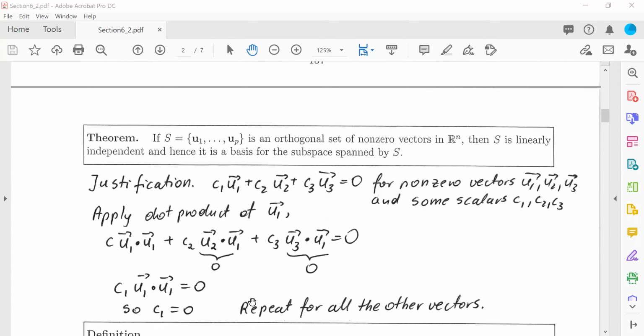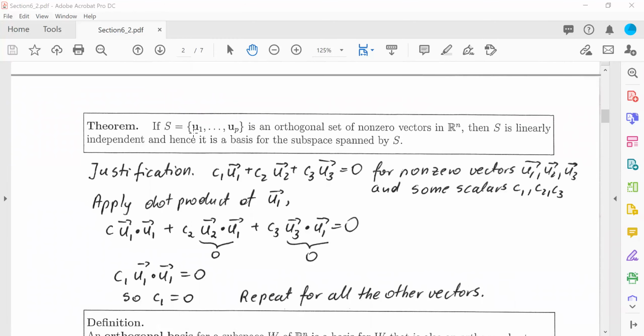Now we have a theorem: if S is a set of vectors, an orthogonal set of non-zero vectors in Rn, then S is linearly independent, and hence it is a basis for the subspace spanned by S. So an orthogonal set is always a linearly independent set. And if we have linearly independent and span, that's the definition of a basis. So then this would form the basis. So here's the justification of that theorem.